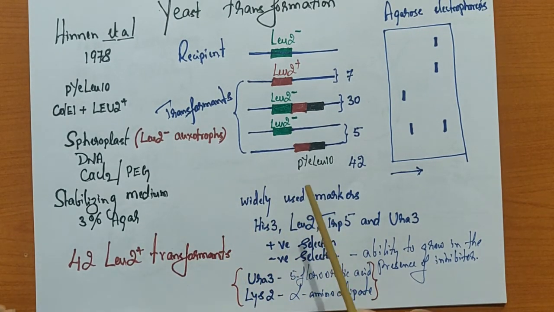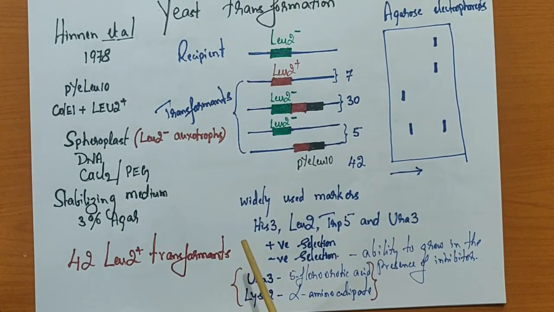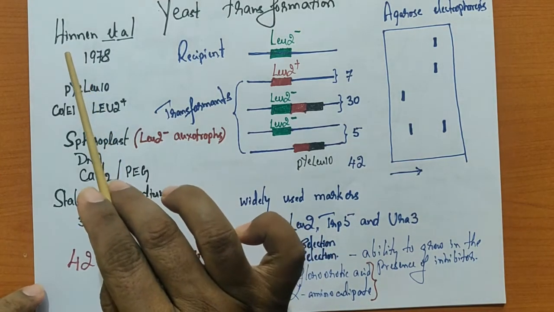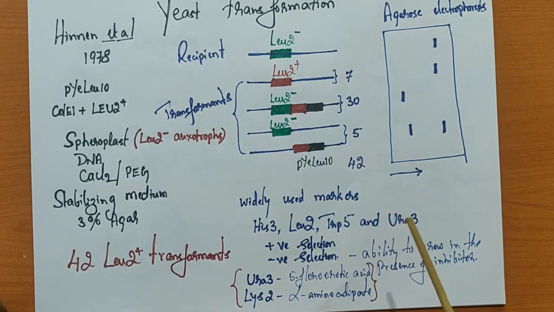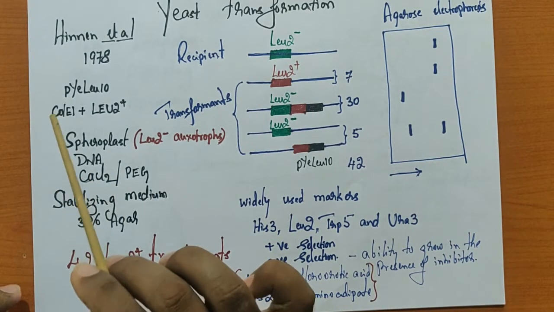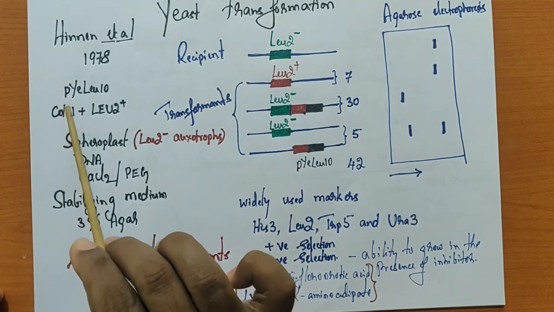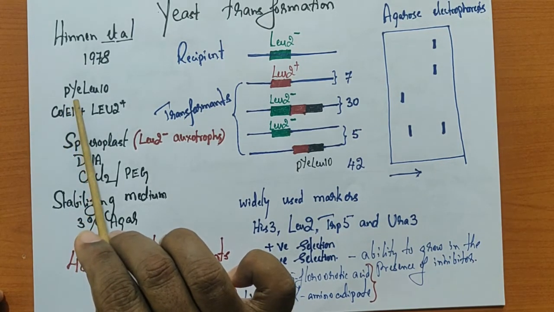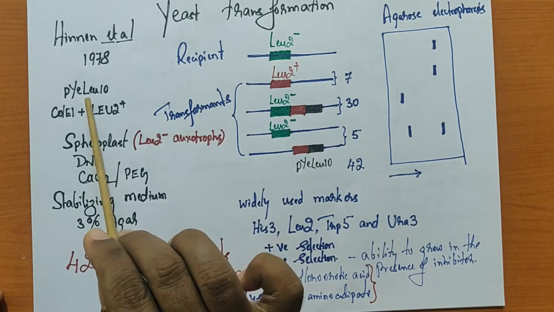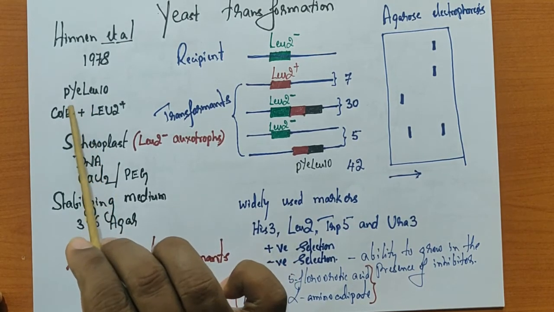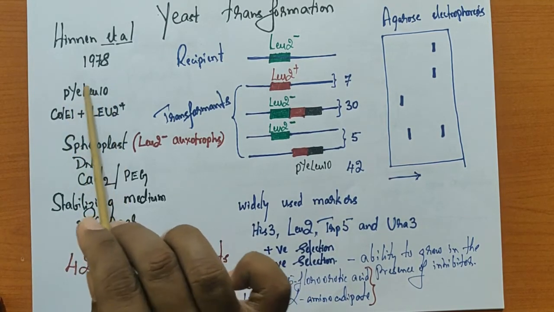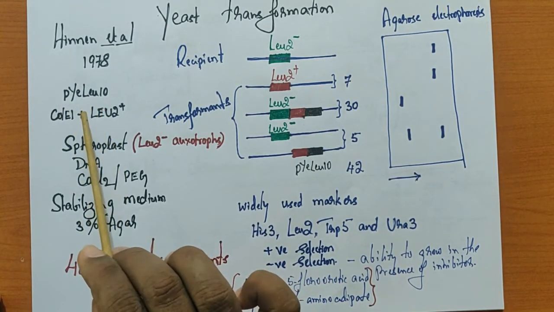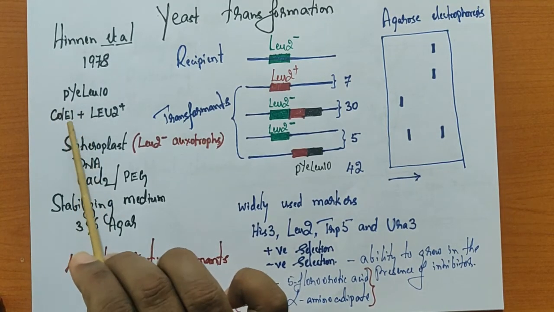I will take an example of a yeast transformation. This particular one was done by the group Hinnen et al. in the year 1978. They have taken a plasmid, YEp LEU10. This is a plasmid combining a plasmid derived from ColE1.